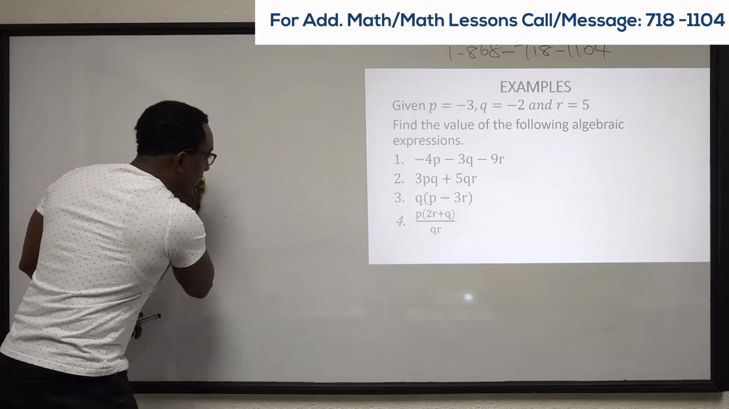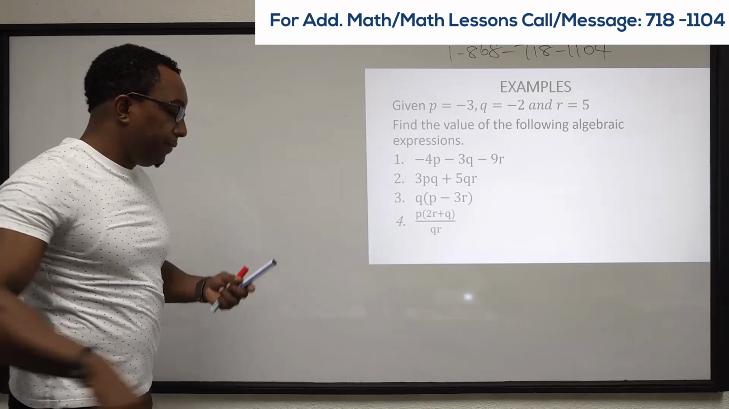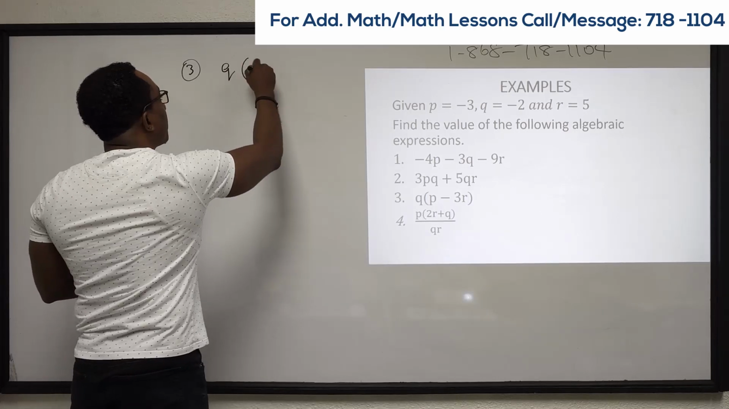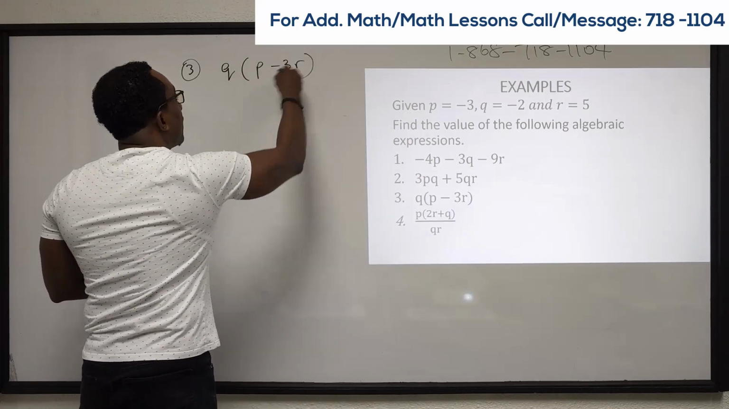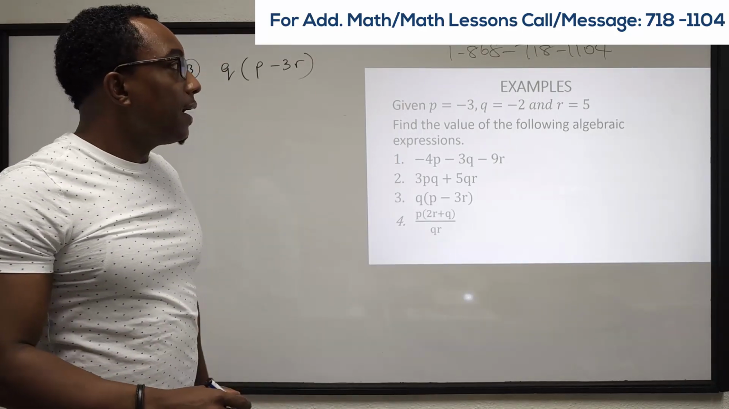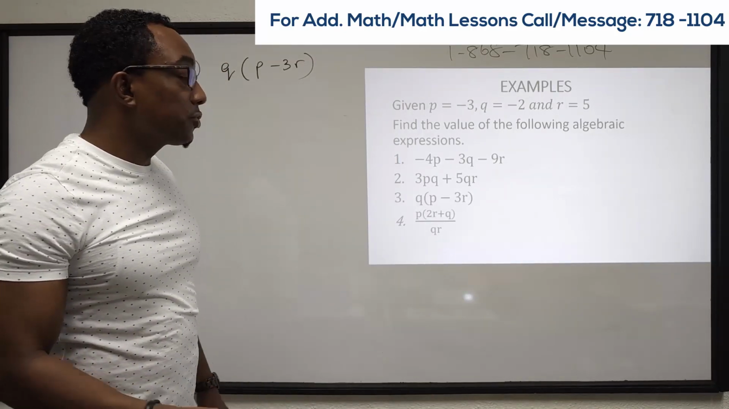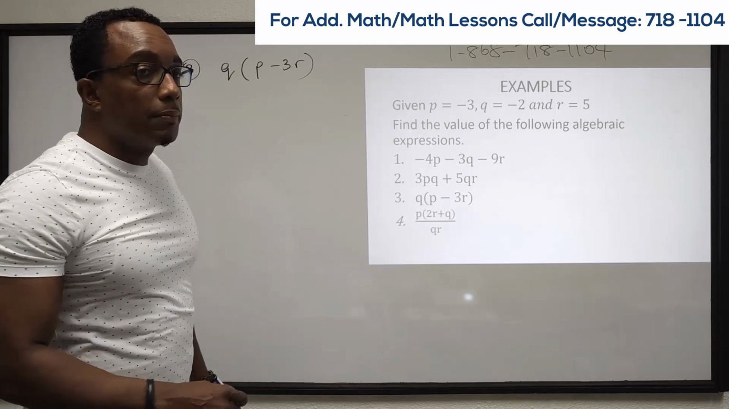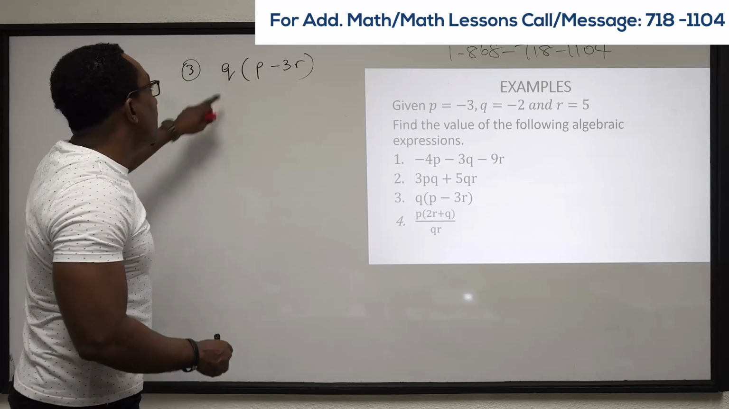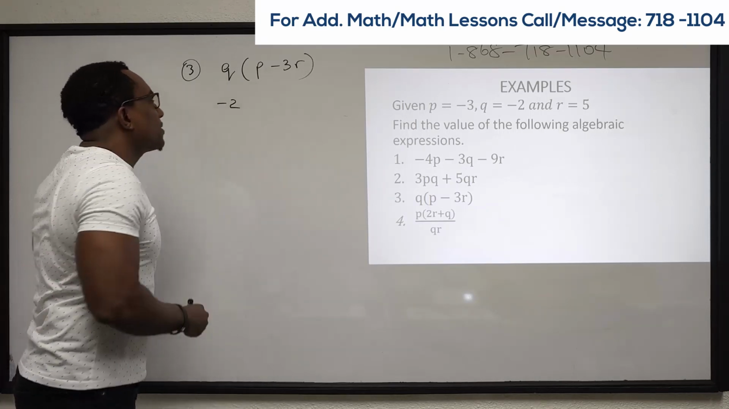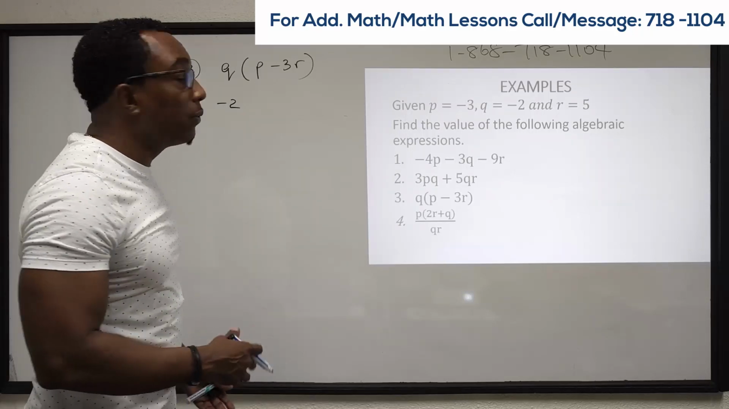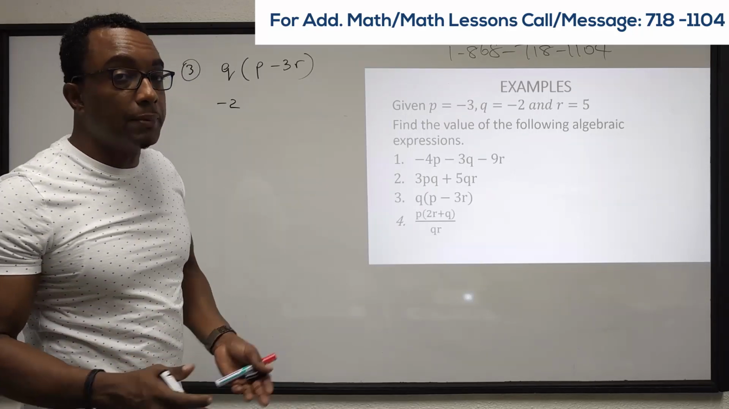So for 3, we have here Q, and in brackets we have P minus 3R. So we're going to replace Q, P, and R with the values of numbers given. So we're going to substitute each one of those variables with the numbers given. So we're going to replace Q with negative 2. We don't necessarily need to put negative 2 in brackets in this case. We don't have to. If you place it in brackets, that's okay, but you don't have to.